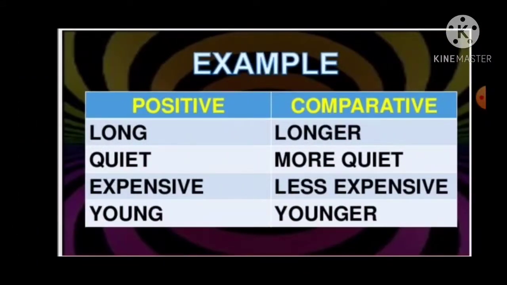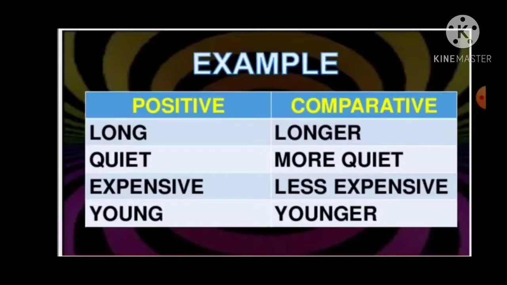Let us see examples. Here positive degree and comparative degree adjectives are given side by side. So how are comparative degree adjectives formed? By adding a suffix as said earlier, either er or more or less. And recall, we add er to the positive degree adjectives if they are monosyllabic or single syllable words. If they can be split into 2 or more units or syllables, or longer words, we use more or less to form the comparative degree.